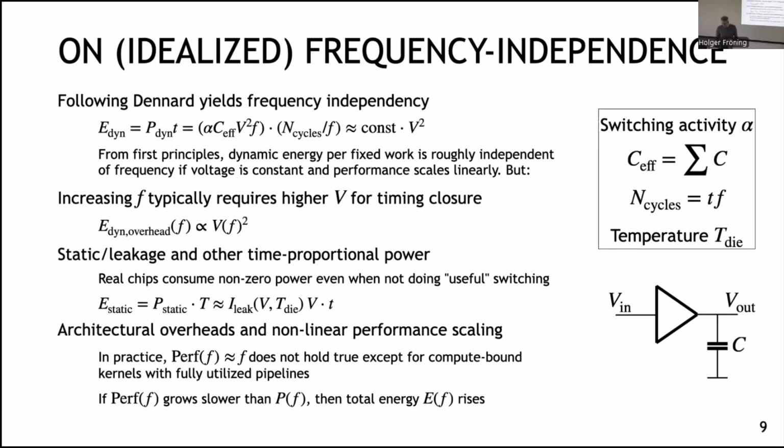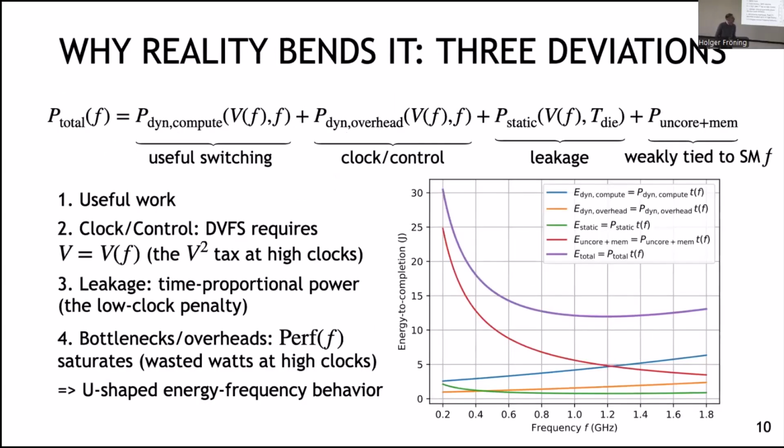And if I create a simple mental model based on these four different terms, then my total power is something like my useful switching, my clock and control, my leakage, and all the power which goes into the uncore and memory units. In a simple model I created here just as a sketch without too much science in it, the main message is that as a result we should be observing something like this purple overall curve, which has some kind of a U shape.